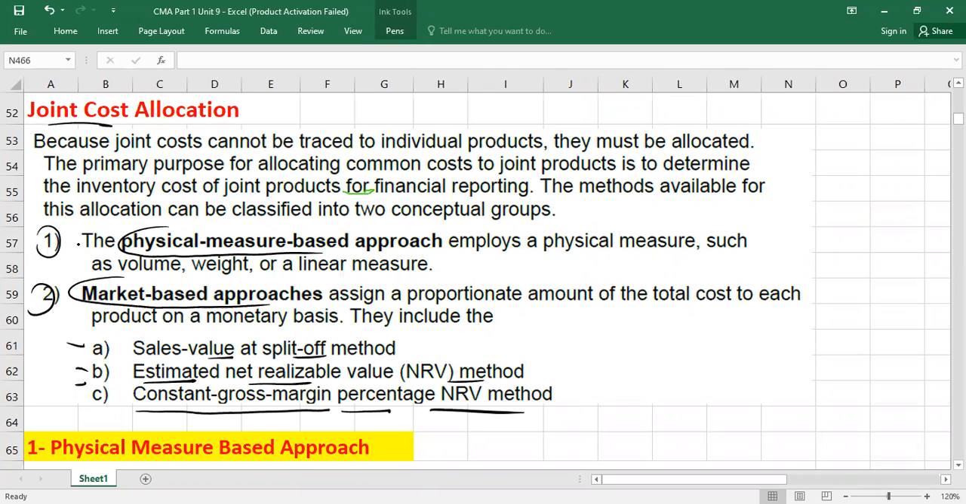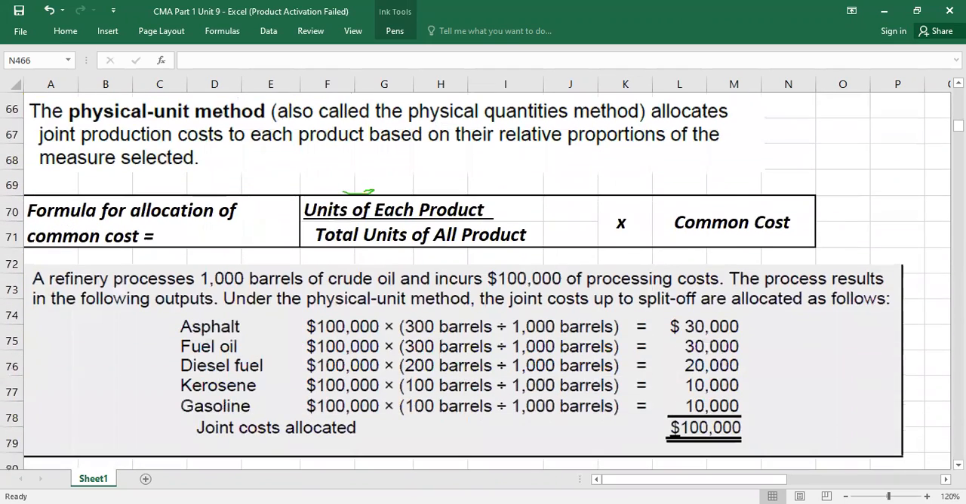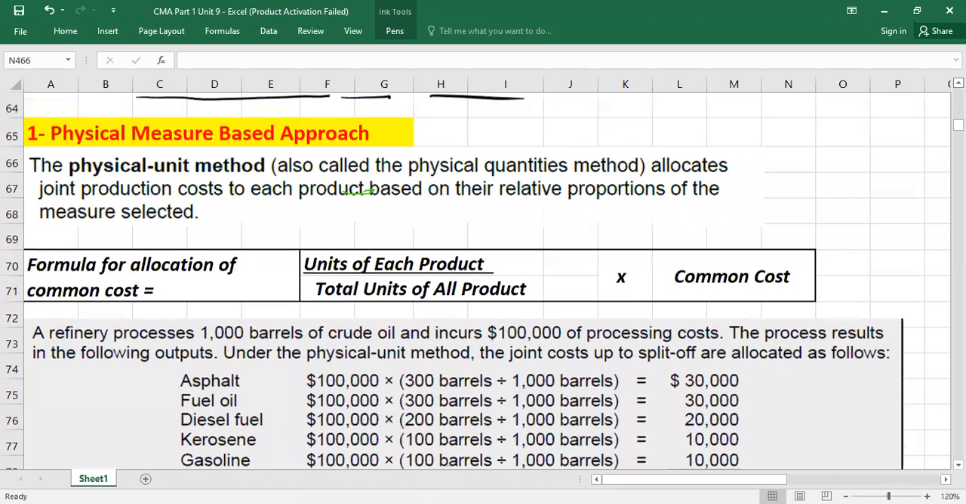So I'm going to start with the first approach, which is called the physical measure based approach. And I need your concentration. It is not hard. First, let's understand what approaches are there, and then I'll go through the questions. Need concentration now, guys. How is this approach going to work? Let me show you first a simple example.